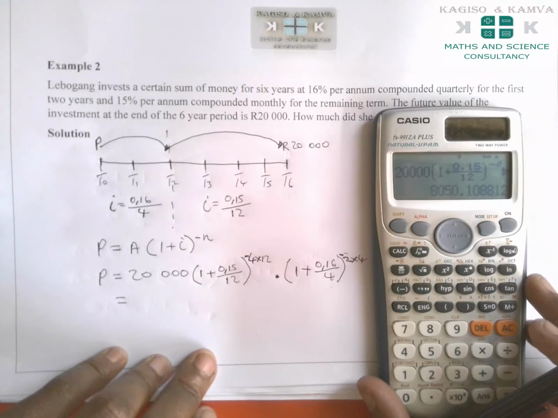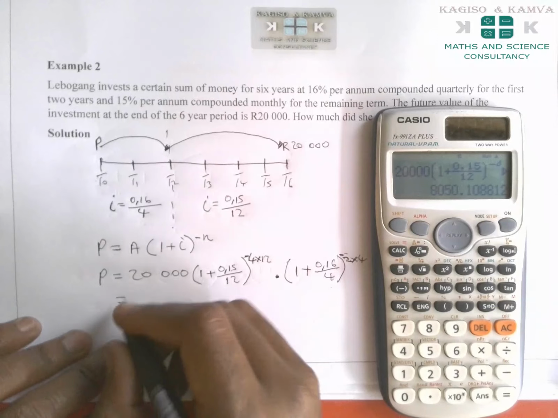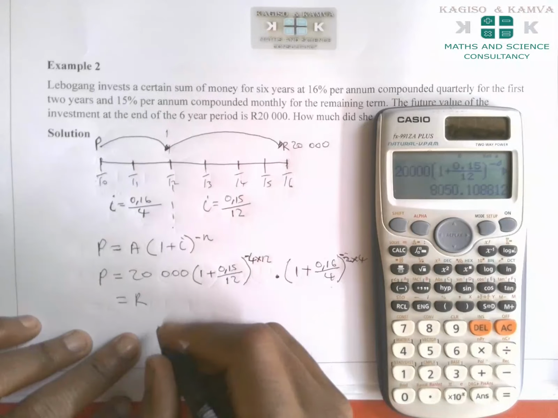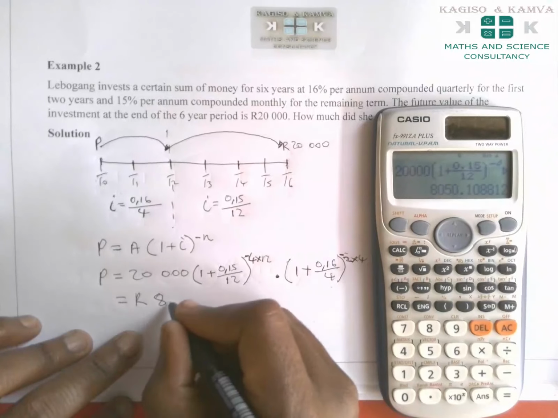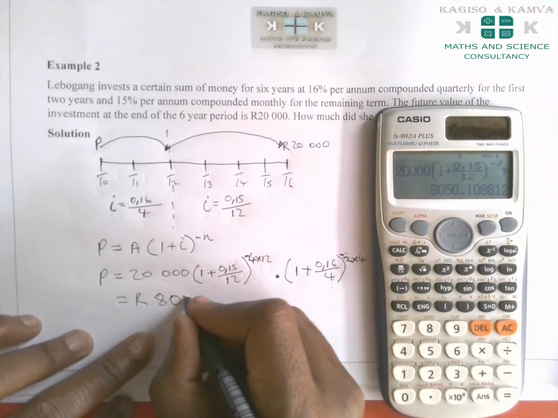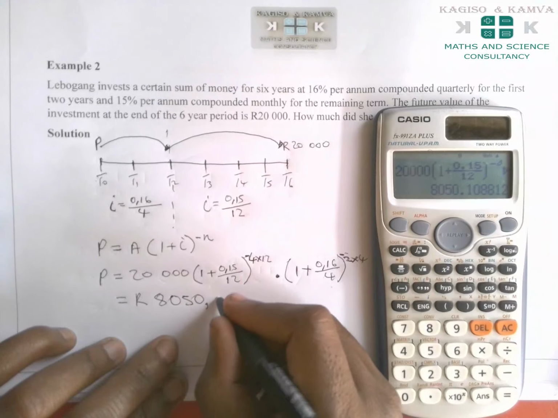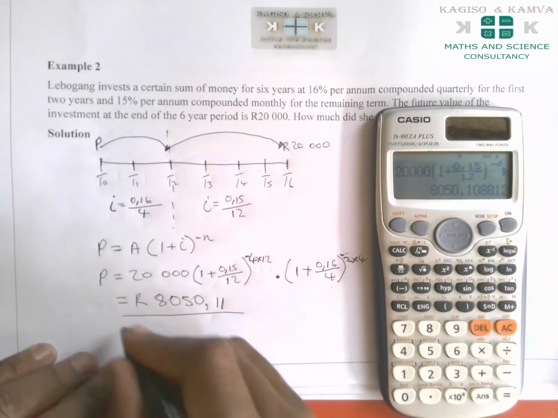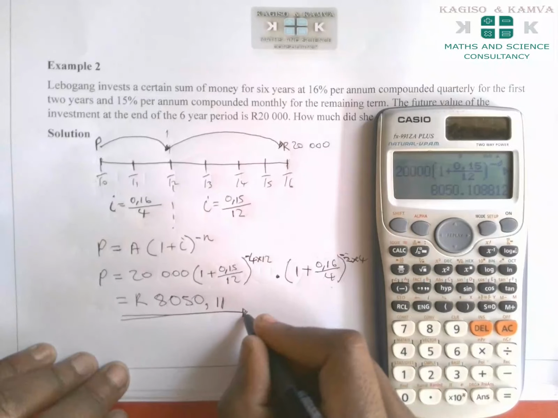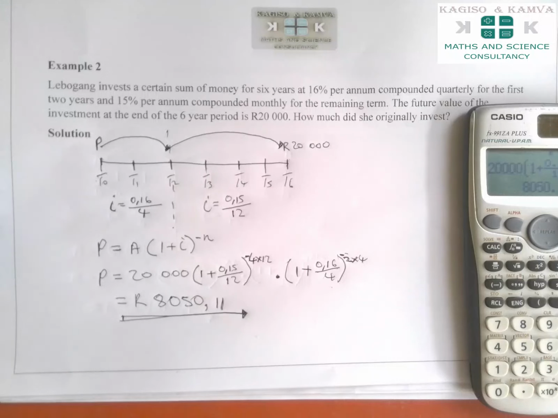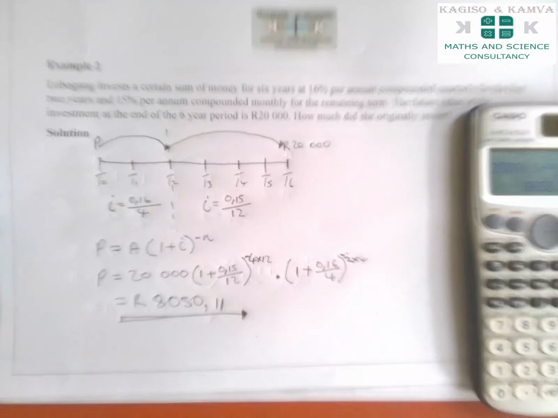So the amount that was originally invested is 8,050 and 11 cents. This is the money that was originally invested. Good people, I hope we are still together with this one.